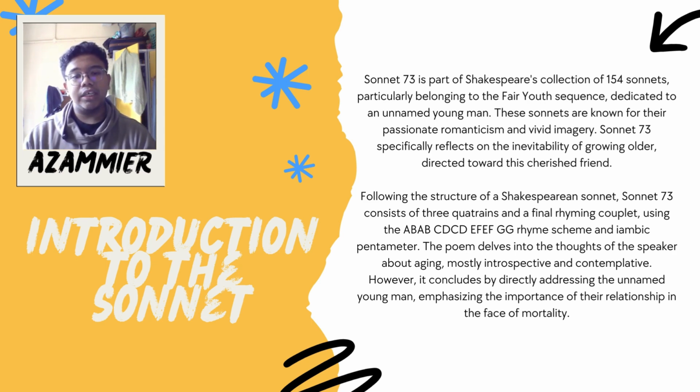Following the structure of a Shakespearean sonnet, Sonnet 73 consists of 3 quatrains and a final rhyming couplet, using the ABAB, CDCD, EFEF, GG rhyme scheme and iambic pentameter. The poem delves into the thoughts of the speaker about aging, mostly introspective and contemplative. However, it concludes by directly addressing the unnamed young man, emphasizing the importance of their relationship in the face of mortality. That's all for the introduction to the sonnet.